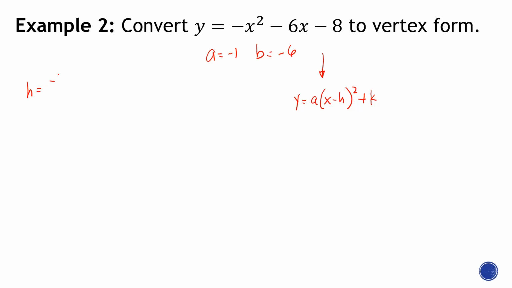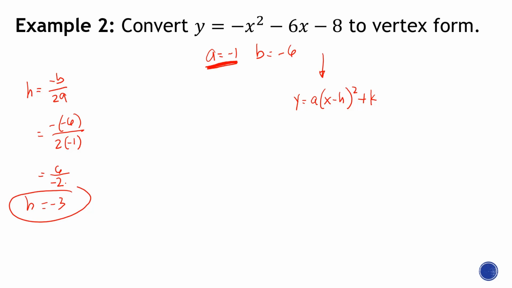Let's find h first using the formula. So here we already have the a, which is negative 1. Negative 6 over 2 times negative 1. This is 6 over negative 2, right? Which is equal to negative 3. This is our h. Now for k, that's f of h, meaning we will replace all the x's in the given by the value of our h. Here it's negative 3, so we put negative 3 squared minus 6 times negative 3 minus 8.